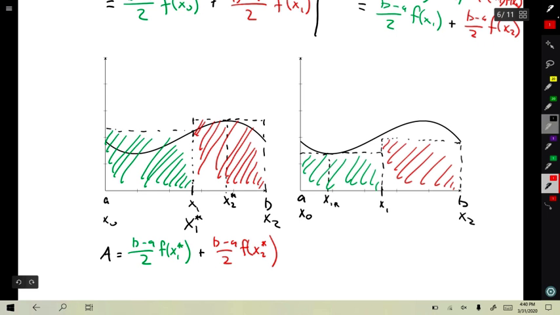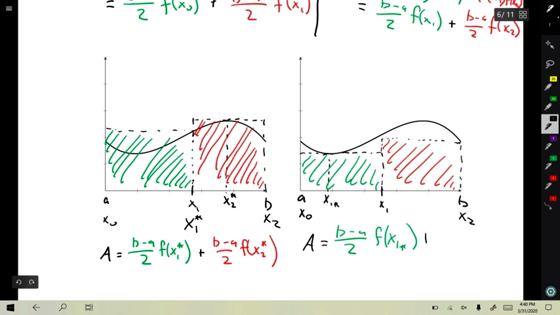And if we want a formula for this area, we can write it down as b minus a over 2 for the base of our green rectangle. And its height is going to be the y value of x1 lower star, so f of x1 lower star.